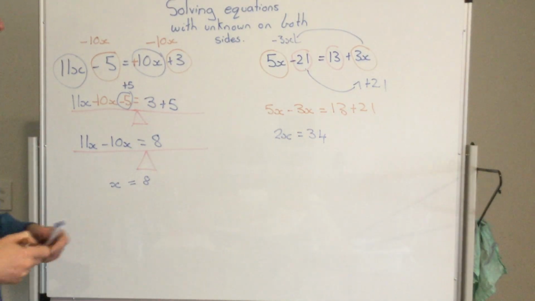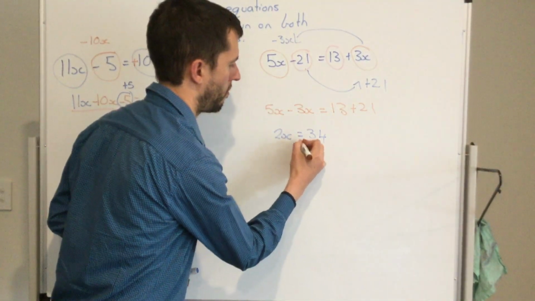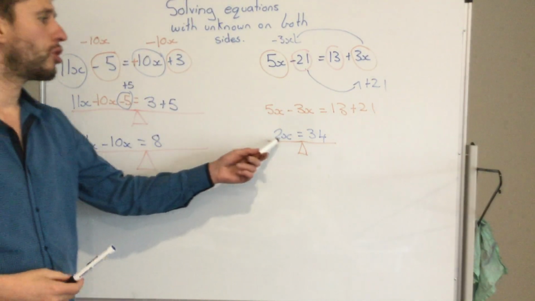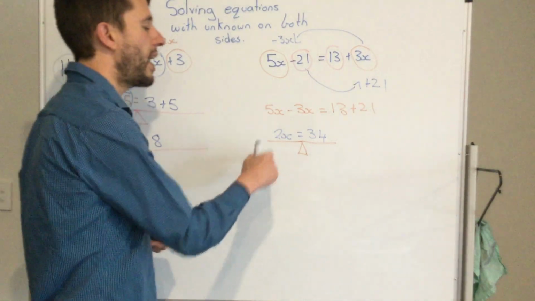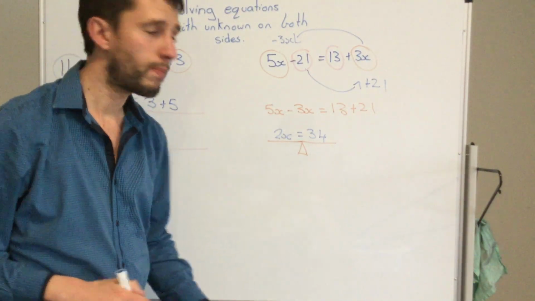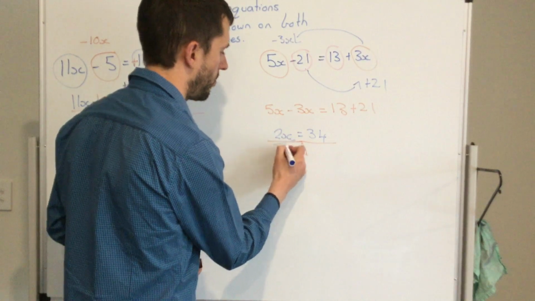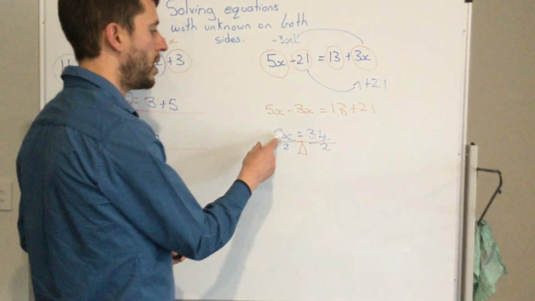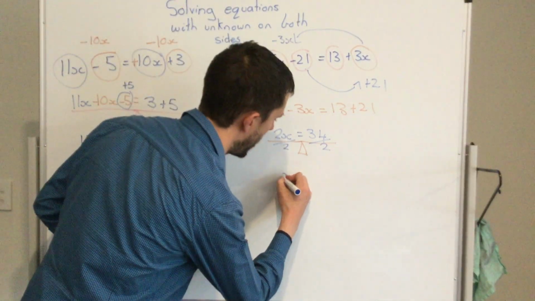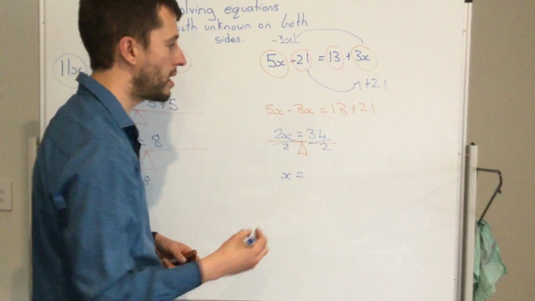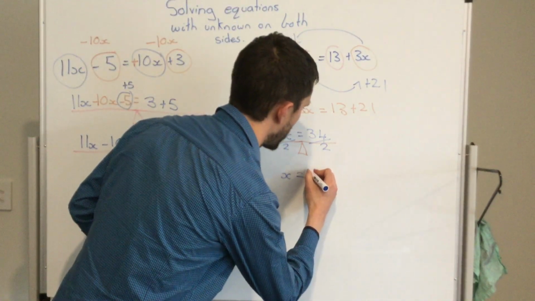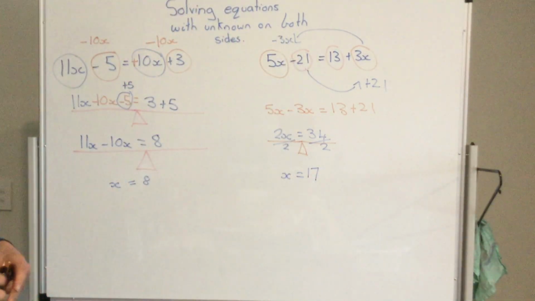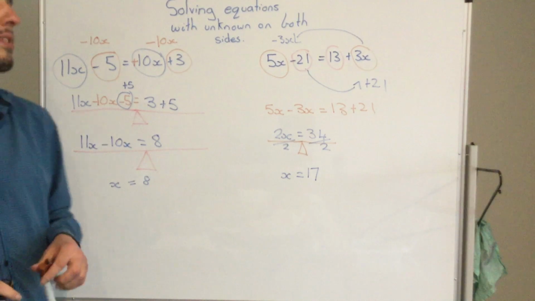Now, just remember our balancing beam. Whatever we do to one side, we must do to the other. I've got 2x on this side. I want to get x by itself. So what's the opposite of times by 2? Divide by 2. So I divide this side by 2, and the other side by 2 as well. 2x divided by 2 equals x. 34 divided by 2 equals 17. So x equals 17.